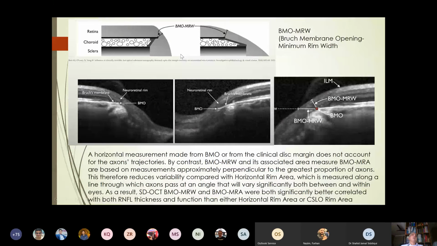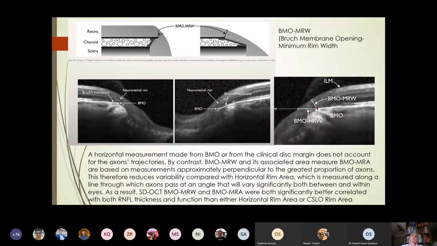So there's an entity which is called BMO-MRW, Bruch's membrane opening minimum rim width. The other entity is the horizontal rim width. Normally, we'll take the horizontal rim width first because that is an easier thing to understand. So the horizontal rim width will be where the Bruch's membrane stops, and you make a horizontal line going towards and over the axons and ending at the internal limiting membrane.